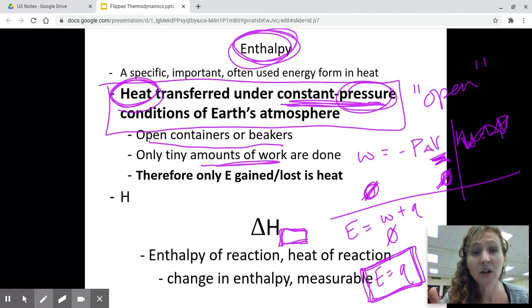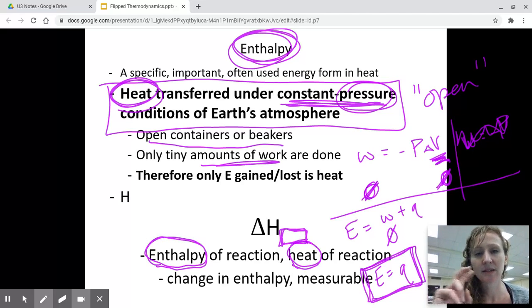So be aware of that subscript. It makes a really big difference. Last note, you might see them call it enthalpy. You might see them call it heat. They use the two interchangeably. Enthalpy of reaction is the same thing as heat of reaction. The change is measurable. It's always a relative number, final relative to initial.